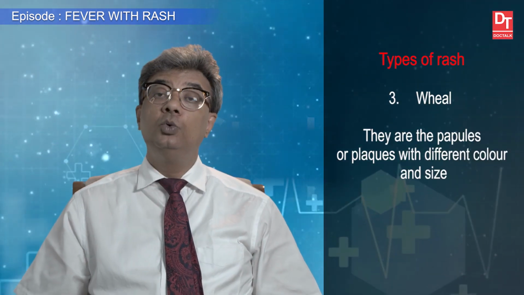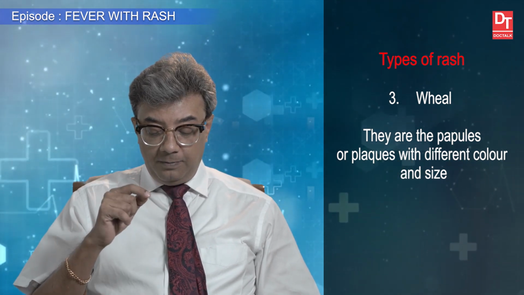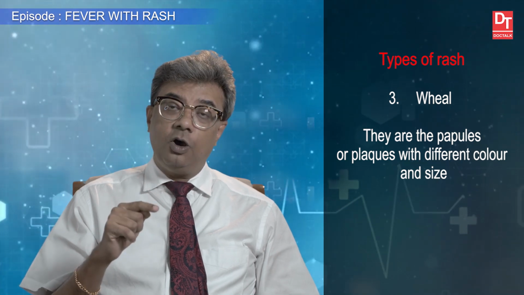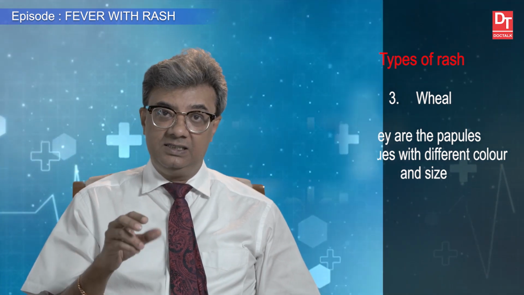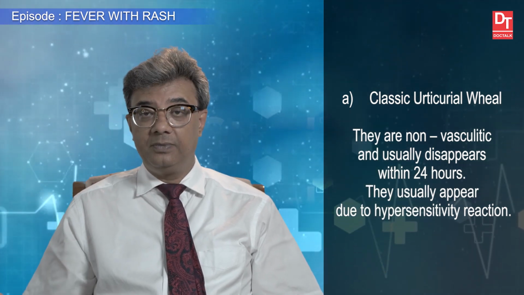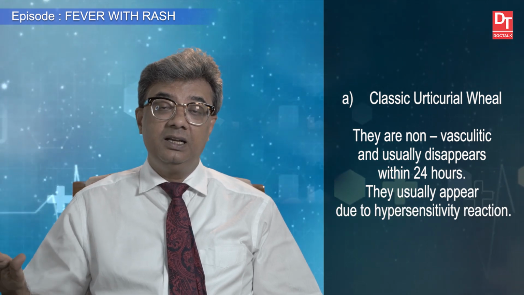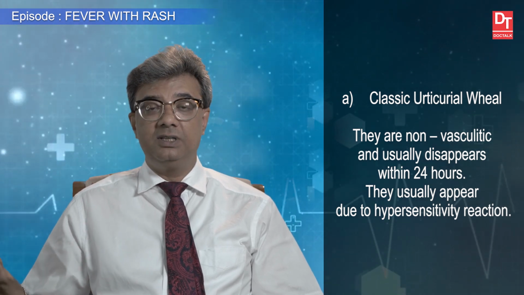Number 3 is wheal. What is a wheal? Wheals basically are papules or plaques with different color and size, and a classic wheal usually disappears in 24 hours. Now, wheals are of two types. One is the classic arterial wheal, which is non-vasculitic. They usually disappear in less than 24 hours, and usually they are due to a hypersensitivity reaction.